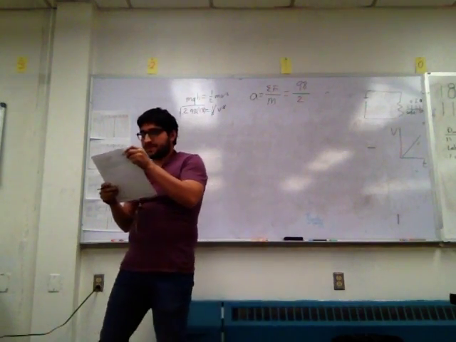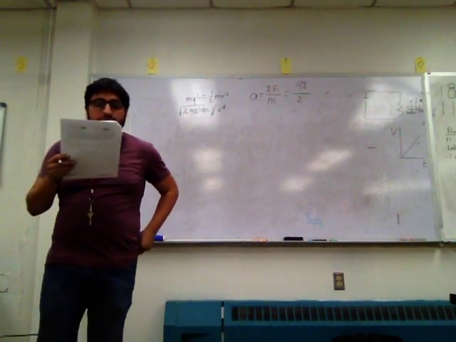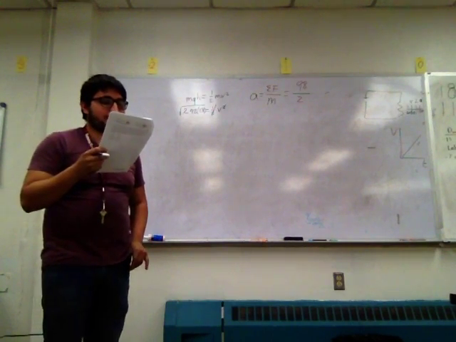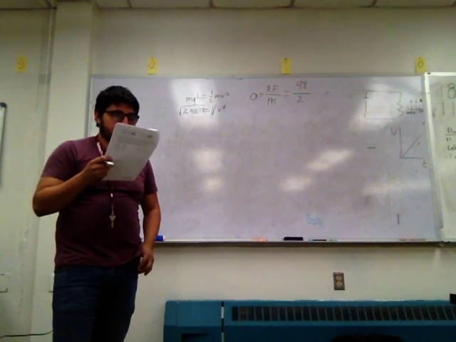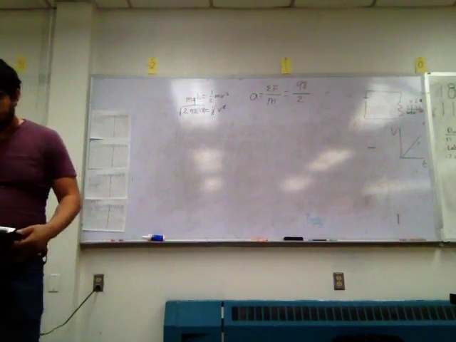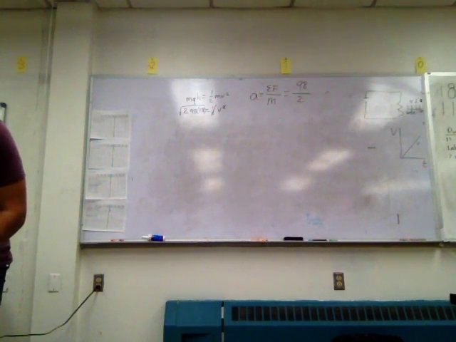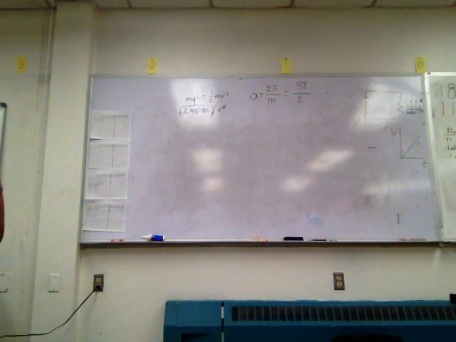A block of mass M is at rest on a rough incline. That means there's friction. Which of the following forces must have a magnitude equal to mg? So go ahead and try that one, please. One of the answers should be fairly obvious.